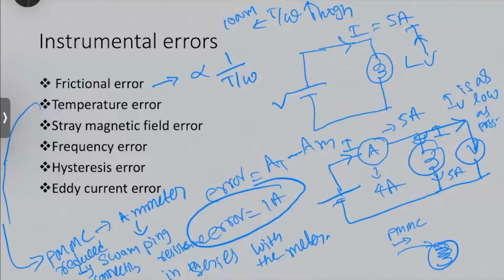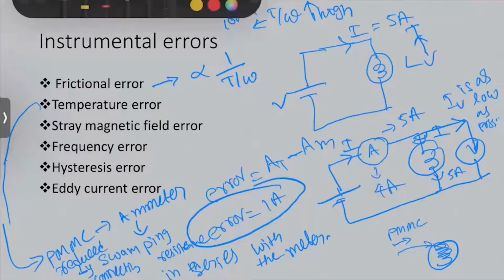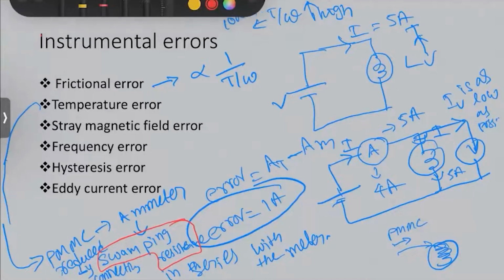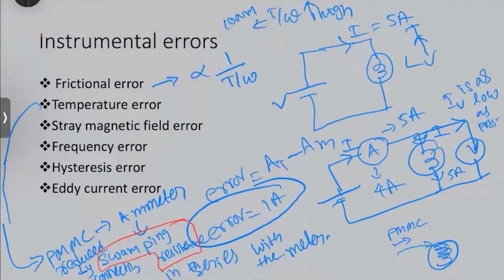Okay, this is very, very important, sir. It is repeated in many examinations. Swamping resistance. What is meant by swamping resistance? It means the resistance is independent of temperature. That means the resistance is prepared with the help of a material called phosphor bronze. Mostly we say phosphor bronze. Phosphor bronze is the material you are going to use.